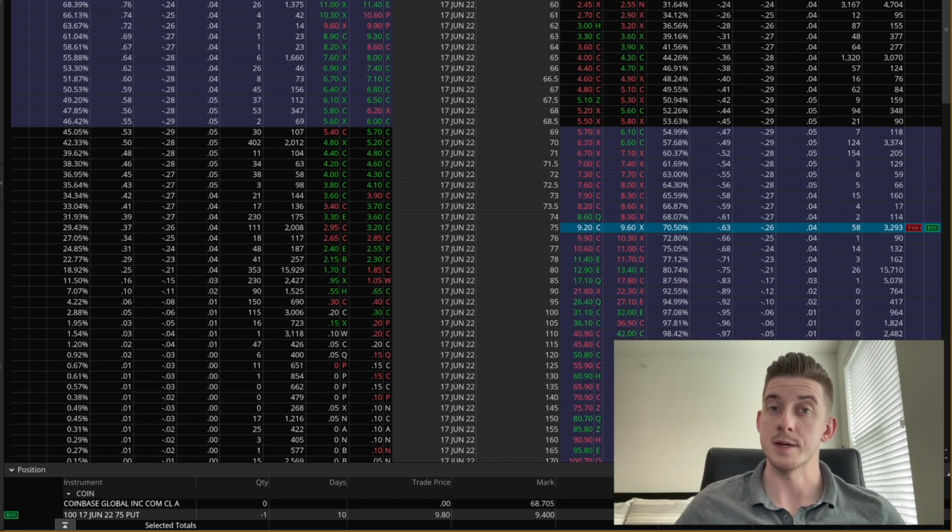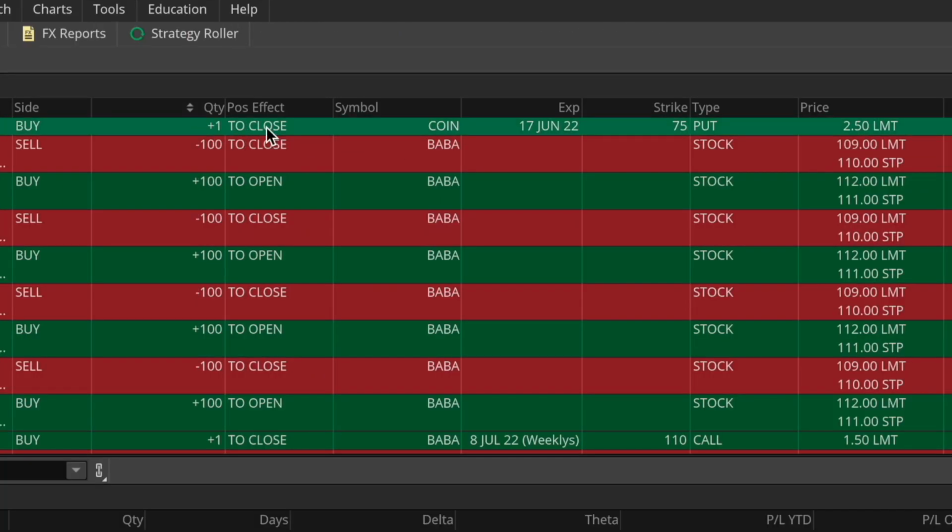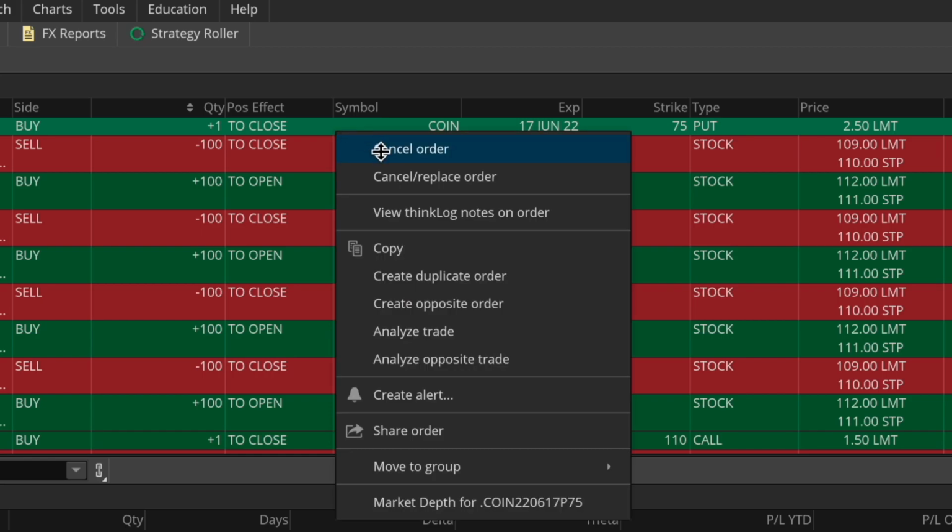Now, of course, with some cash secured puts, that actually might be part of the plan, but if in this case you wanted to avoid assignment altogether, then you must make an adjustment to roll your contract to the next cycle. So with that being said, let's come back to the monitor tab and cancel my existing closing order on this Coinbase trade, because once I move this contract to the July cycle, this order is going to be completely irrelevant. So I'll right click here and go to cancel order.